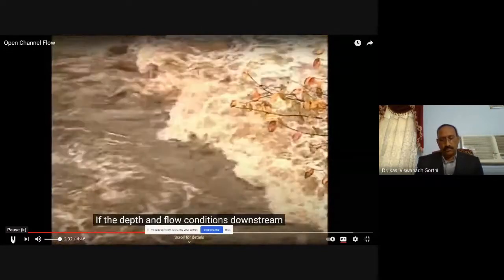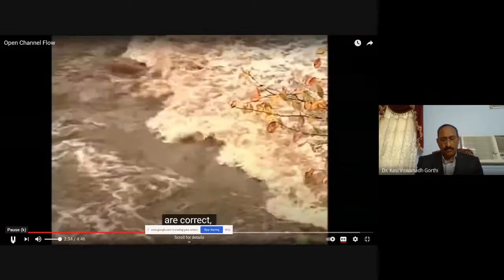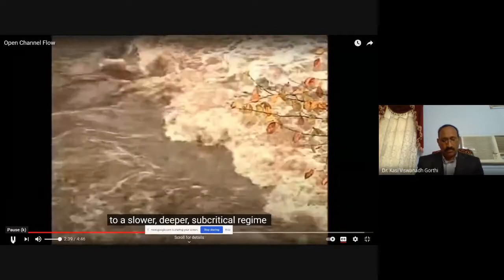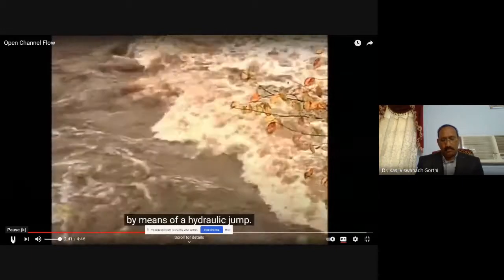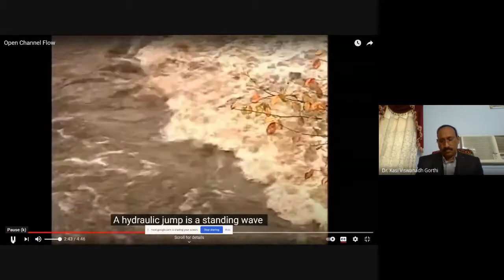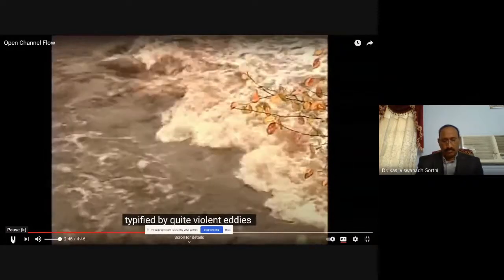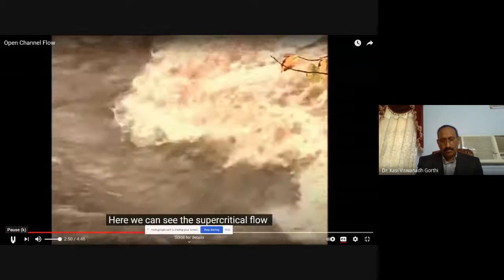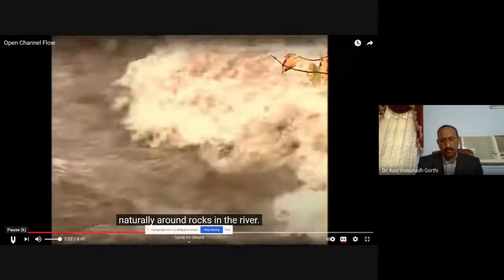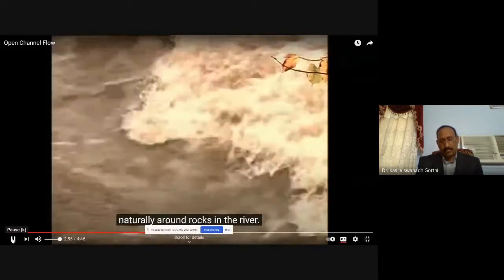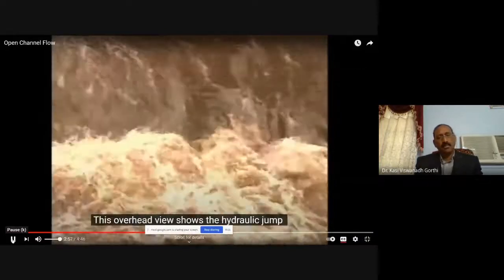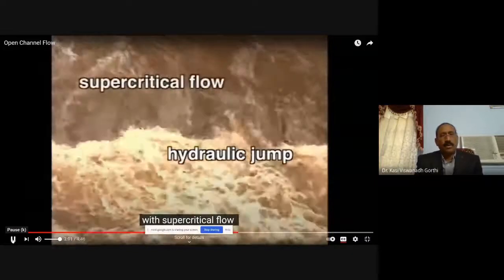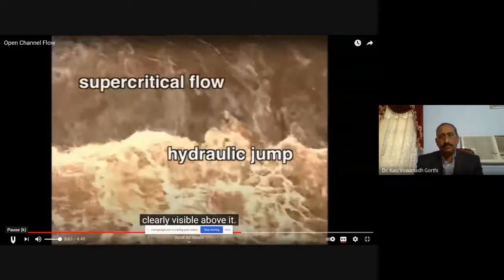If the depth and flow conditions downstream are correct, the flow can be forced to return to a slower, deeper subcritical regime by means of a hydraulic jump. A hydraulic jump is a standing wave, typified by quite violent eddies and white water. Here we can see the supercritical flow and the hydraulic jump that forms naturally around rocks in the river. This overhead view shows the hydraulic jump running across the centre of the screen, with supercritical flow clearly visible above it.